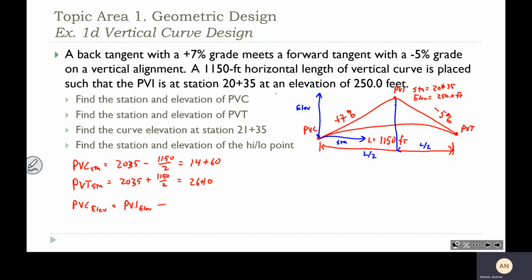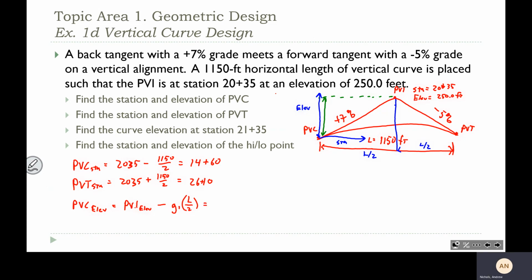And so the change, if I were to draw a line over here, we want to know what is this change in elevation if we take our grade of 7% times that horizontal distance of L over 2, that would give us that delta Y. So this would be minus G1 times L over 2. G1 is the grade, that slope, and L over 2 is the X distance. So multiplying those will give us the difference in Y.